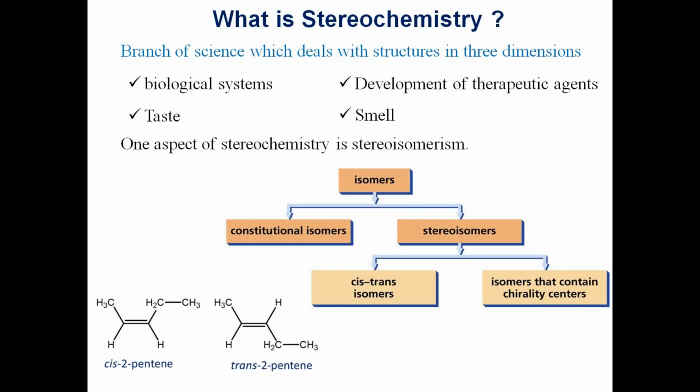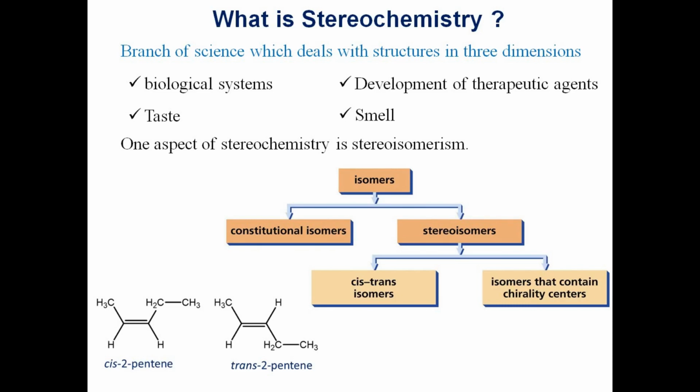Now, one important aspect of stereochemistry is stereoisomerism. To understand stereoisomerism, first of all, we need to understand what is isomer. So, isomers are chemical compounds having same molecular formula, but they are somehow different. So, isomers can be categorized into two classes. One is constitutional isomers, where molecules having same molecular formula possess different functional groups. But in case of stereoisomers, the arrangement of atoms inside a molecule is different as compared to the other isomer.